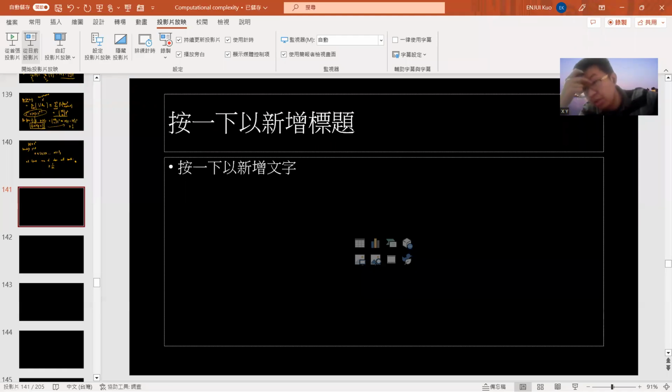Hey, what's up, guys? So previously I was talking about the proof of the Valiant-Vazirani theorem, and in this kind of proof we need to introduce the idea called the pairwise independent hash function.